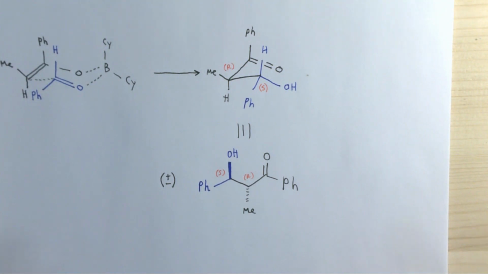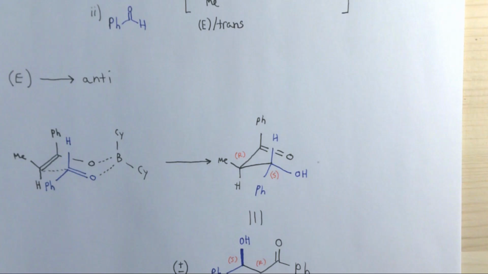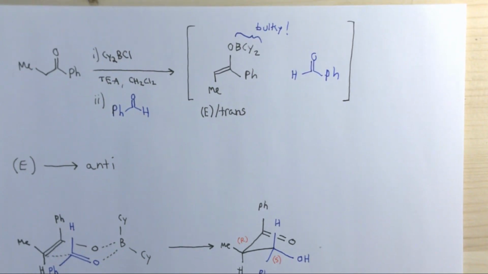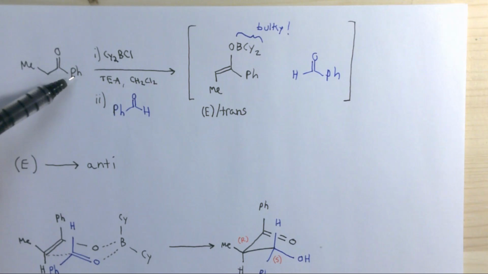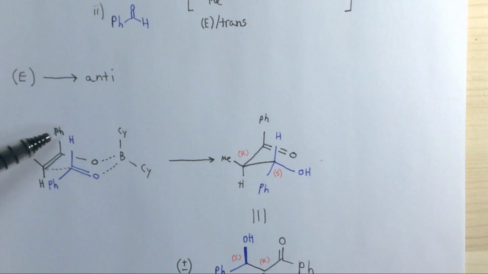Okay, so now the big question is, what happens when my carbonyl compound has a chiral auxiliary on it? So what if this was chiral, which in terms of my Zimmerman-Traxler would make this chiral? That's the big question. So let's see what happens.